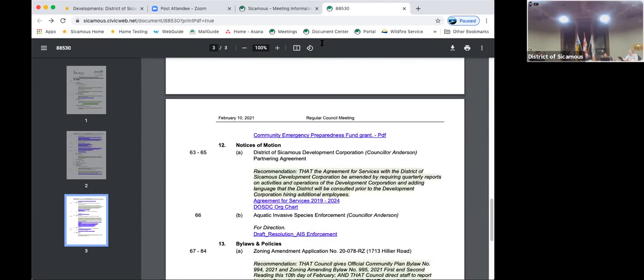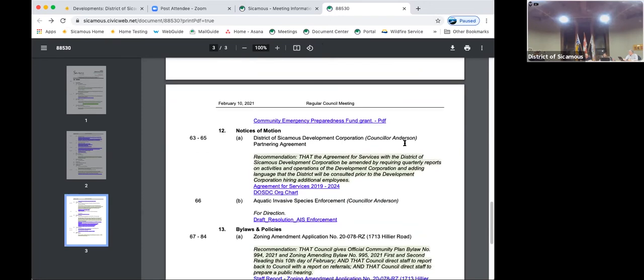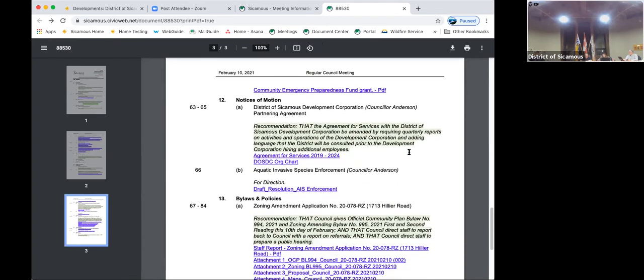All right, so the next motion here is 12A, District of Sicamous Development Corp. partnering agreement. Councilor Anderson probably will speak to this. The recommendation is that the agreement for services with the District of Sicamous Development Corp. be amended by requiring quarterly reports on activities and operations of the Development Corp., and adding language that the district will be consulted prior to the Development Corp. hiring additional employees. Moved by Councilor Mullins, seconded by Councilor Parrish.